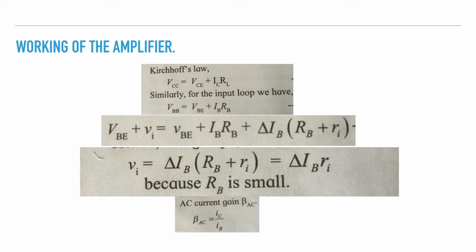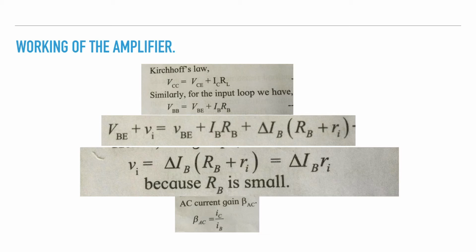When some AC signal is applied, the input voltage is not zero, and we can obtain the equation which gives the base emitter voltage plus the input voltage. The change in the base emitter voltage can be related to the input resistance and the change in the base current IB. Hence, we can obtain the input voltage as delta IB times RI, because RB is small here.